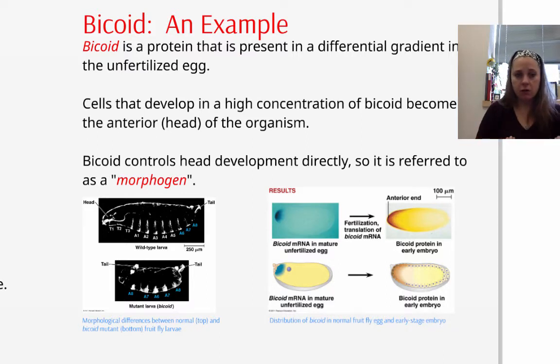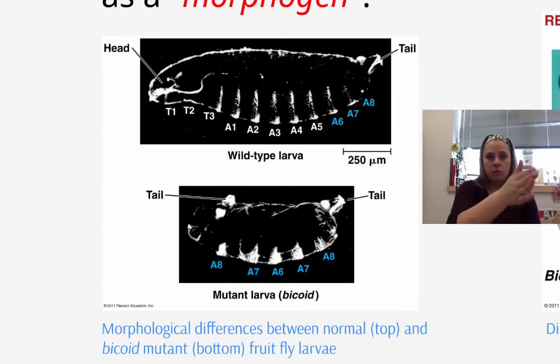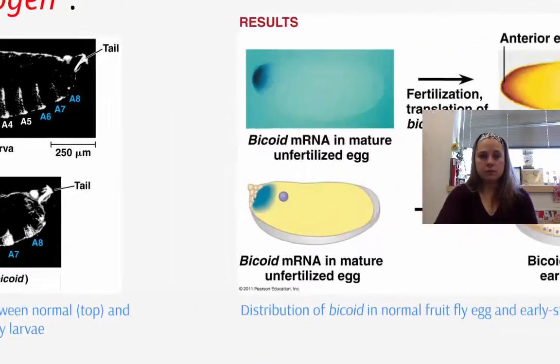So the head area of the organism. The bicoid controls head development, so it's referred to as a morphogen, okay? All right, so differences that are going to occur. So here you have where you've got these areas, okay? Normal and a bicoid mutant of this fruit fly larva. You can see that if there's different signaling, you're going to have the tail produced in certain areas and not the head, okay? So this protein is really, really important for these things, okay?